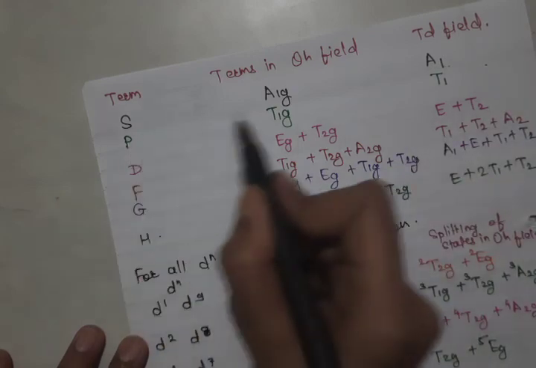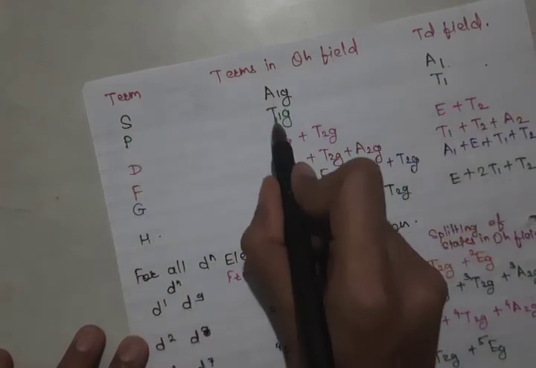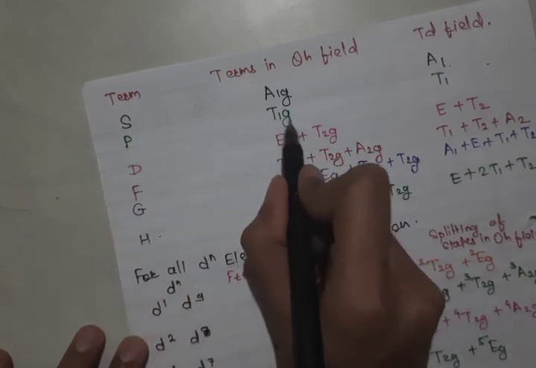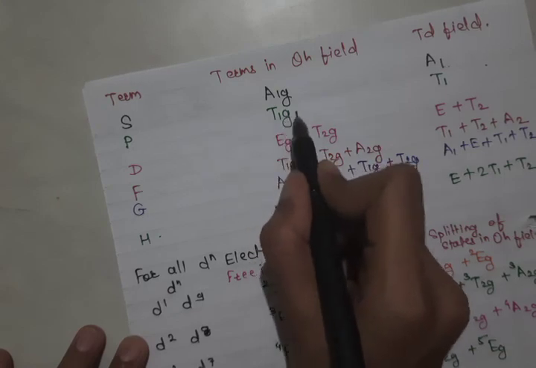For the P term, in octahedral field, the symbol is T1g. P term does not split further and gives a T1g term in octahedral field.